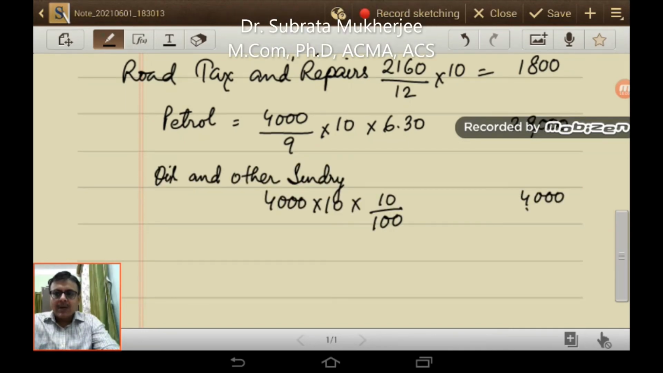Next item is oil and other sundries. 4,000 km one taxi is running. So total kilometer run by 10 taxis is 40,000. And the cost of oil and other sundry is rupees 10 per 100 km. So I have multiplied by 10 divided by 100. This is given in kilometer. So the amount is 4,000 rupees.